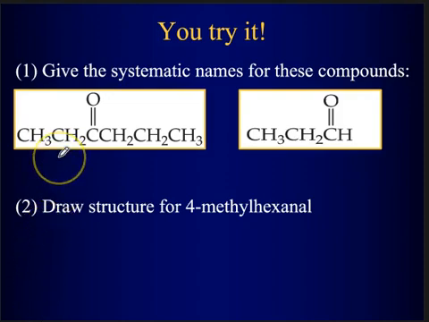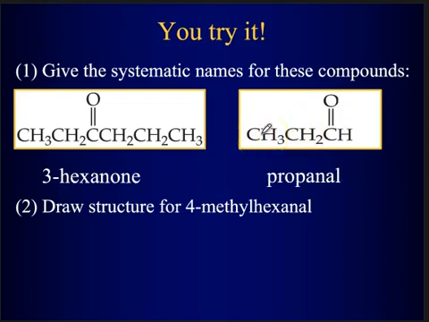All right, let's name these two compounds. I have a 1, 2, 3, 4, 5, 6 carbon chain, and on the third carbon is where my carbonyl group is. So it'll be 3-hexanone. Now I've got an aldehyde group at the end here. It's a 1, 2, 3 carbon chain, so that makes it a propanal.